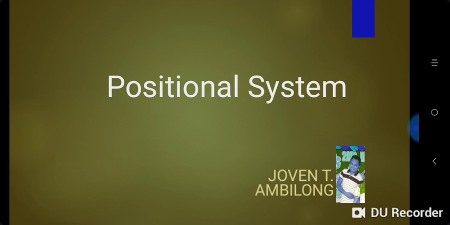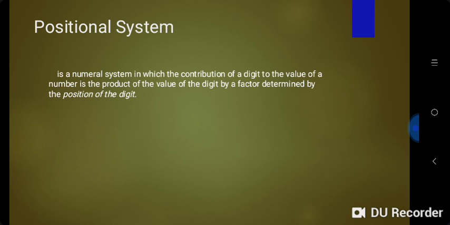As we go deeper into our discussion about the positional system, we will understand what it is all about. But before that, we will first define what a positional system means. A positional system is a numeral system in which the contribution of a digit to the value of a number is the product of the value of the digit by a factor determined by the position of the digit. So the definition is most confusing.